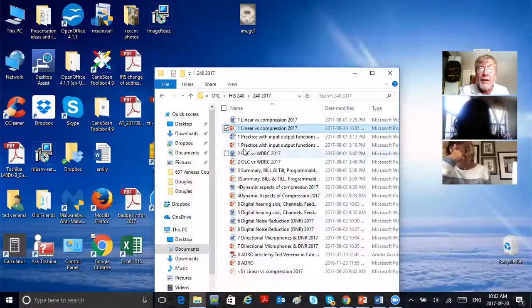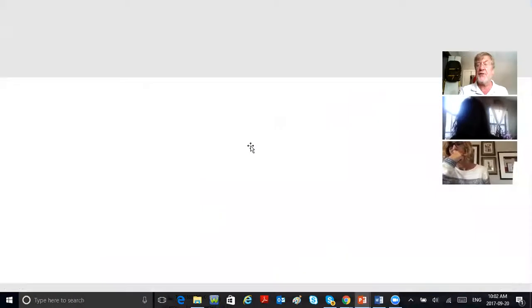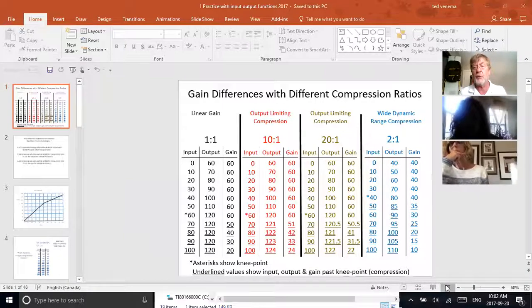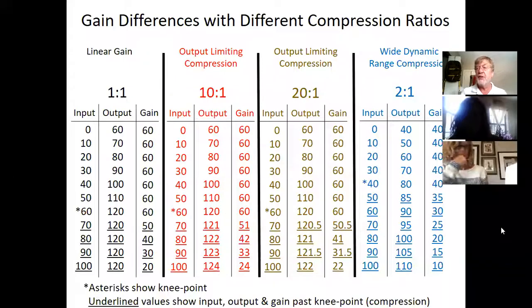Okay, let's look at this guy right here that we did last week, and we'll just look at the little table. Here it is, look at this, beauty, I like it when things work. Look at WDRC on the right. It's the same story, just told in numbers. It's the same story as you looked at with the graph. So 0 in, 40 output, gain of 40. 10 in, gain of 40. At the knee point, low knee point, asterisk, gain is still 40.